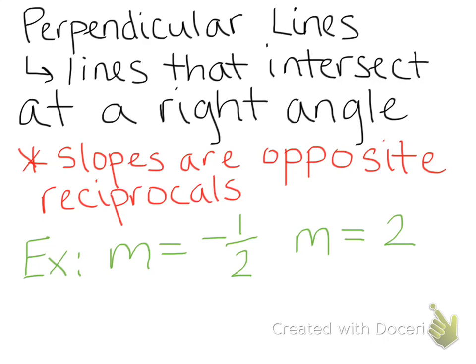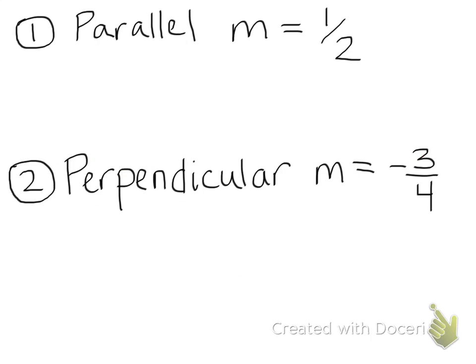Alright, let's try some examples now. So number 1, it says directions. Find the slope of each line. So for number 1, we're trying to find a slope of a line that's parallel. And to remind you guys, parallel lines mean the same slope. So this one's pretty easy. The slope would be equal to 1/2.